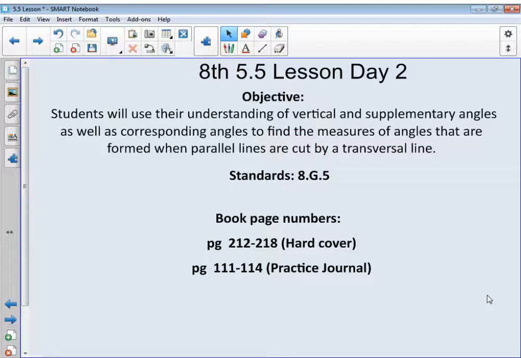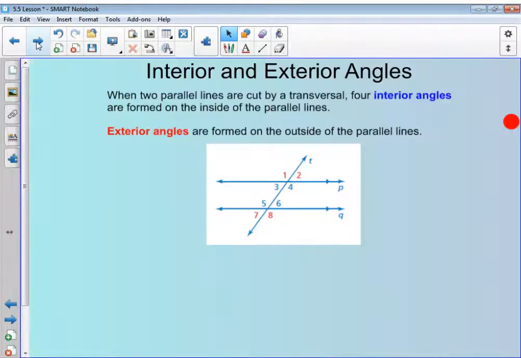So out of your hardcover book, it's pages 212 through 218. Your practice journals, page 111 through 114. Okay, so today we're going to continue the process of what we were doing yesterday. And yesterday we were working with corresponding angles.